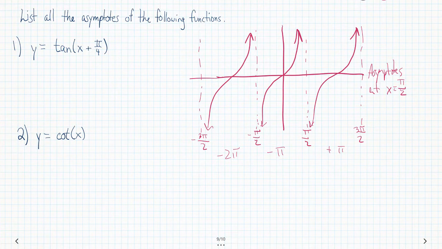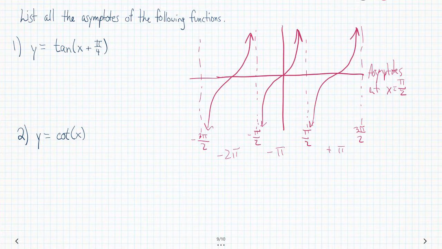I'll be happy to show you that. But you can think about tangent as sine over cosine. So when is the cosine 0 is basically what we're looking at. Well, the cosine value is 0 at pi over 2, 3 pi over 2, 5 pi over 2, 7 pi over 2, so on and so forth. And you can also go negative pi over 2, negative 3 pi over 2, so on and so forth. So that's all we're doing, is we're figuring out when cosine is 0.